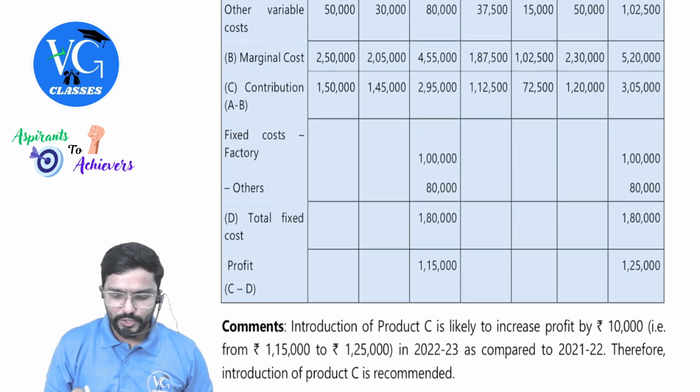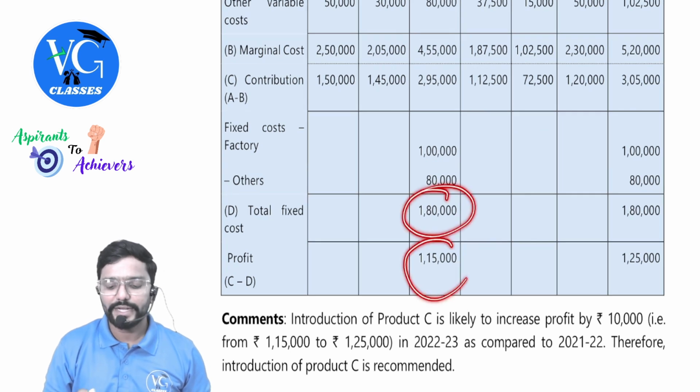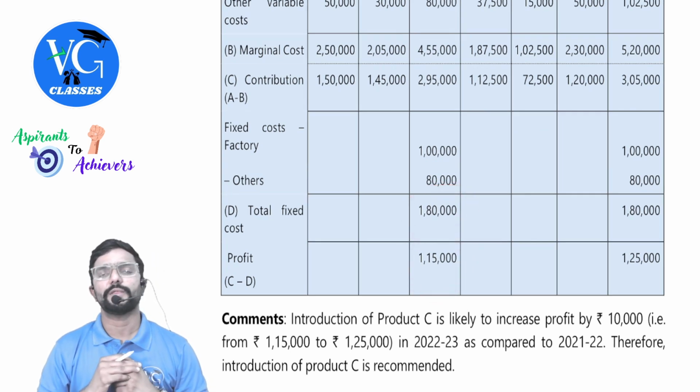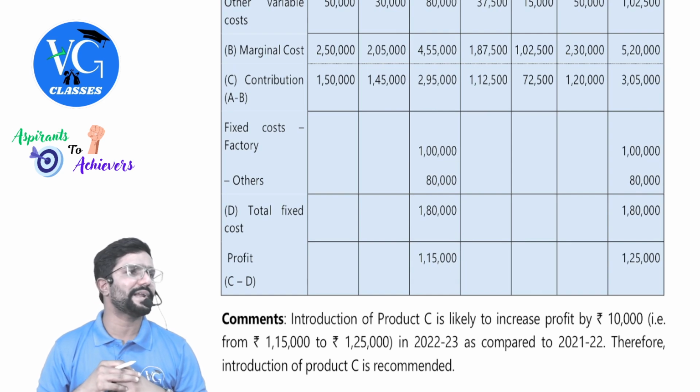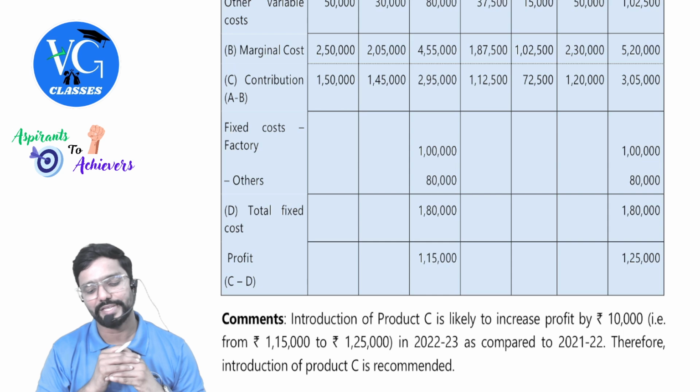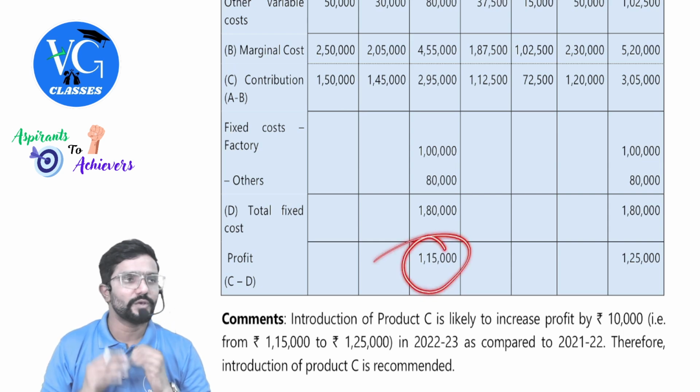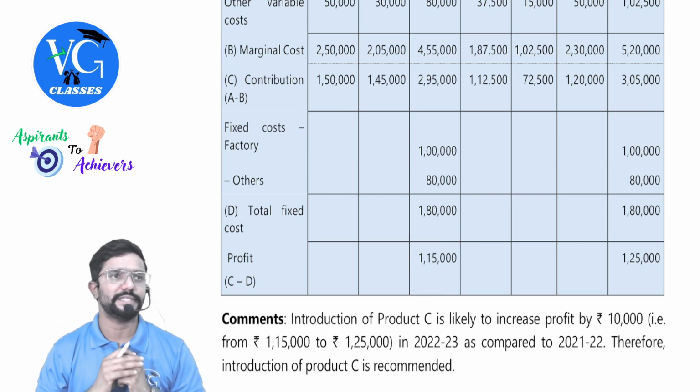Okay. So what is the total fixed cost? 1,80,000. So profit at present level is 1,15,000. Profit also we cannot calculate product wise as we don't know fixed cost product wise. So overall profit of the company is 1,15,000 at present.